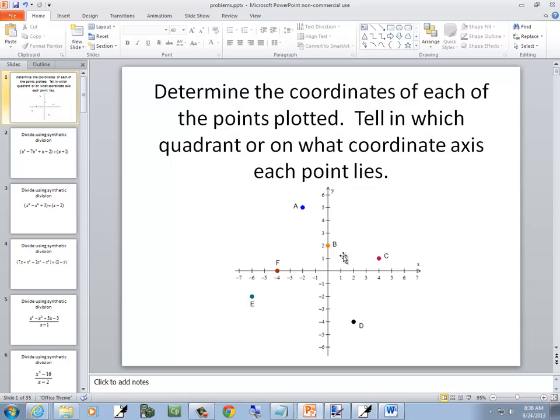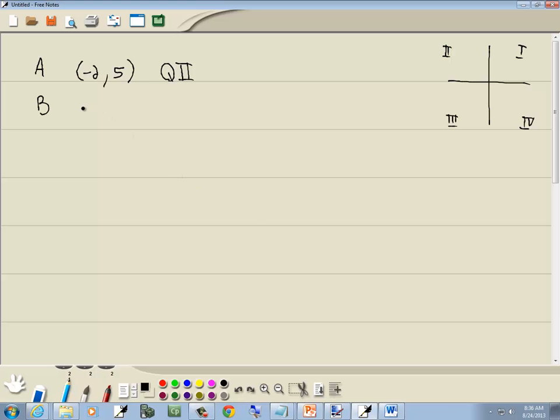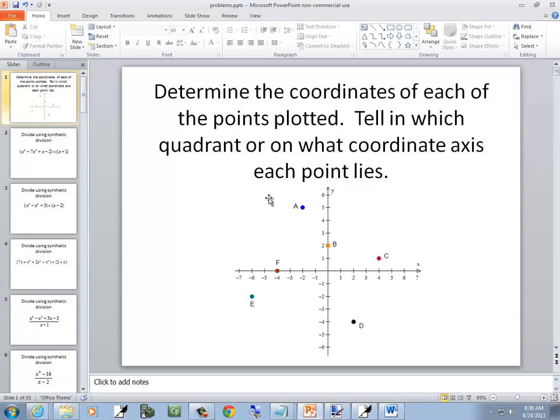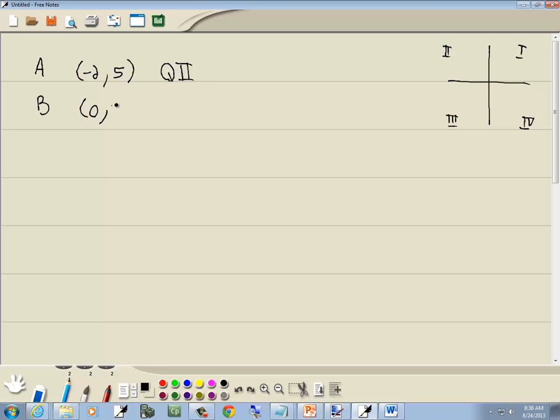Okay, B. B is right here. If I went straight down to the x-axis, see what that's equal to? This is x equals 0. So that'd be 0, comma. And if I went over to the y-axis, I don't have to go very far because it's actually sitting on the y-axis. I see it's at 2. So that point would be (0, 2). And it's on the y-axis.